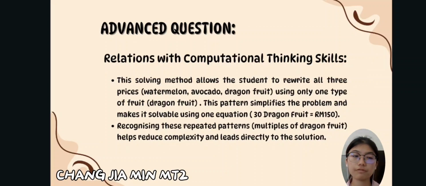And the Bloom's level of this question is CLO4, which is analyzing. It is because this problem requires students to break down a complex problem, understand interrelated cause relationships, and reformulate this situation using equivalence, which is converting all costs to dragon fruit units. Students are not just applying formulas, but also must analyze patterns and relationships to construct a logical solution pathway.